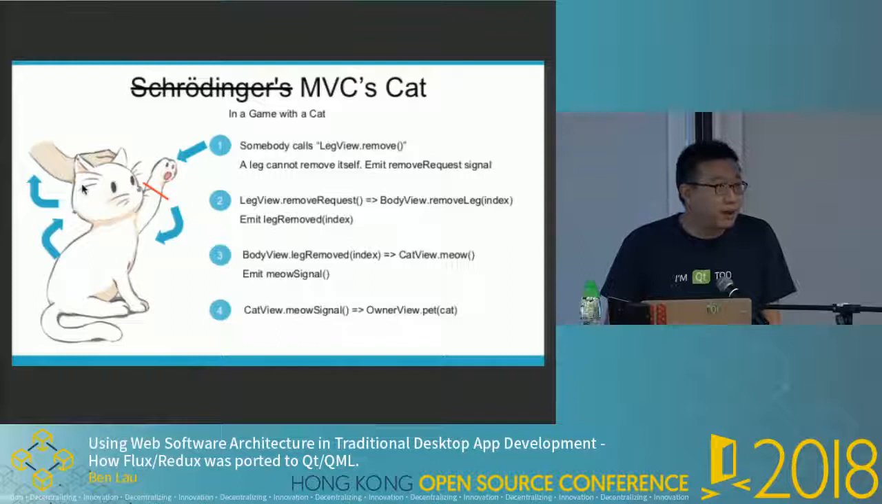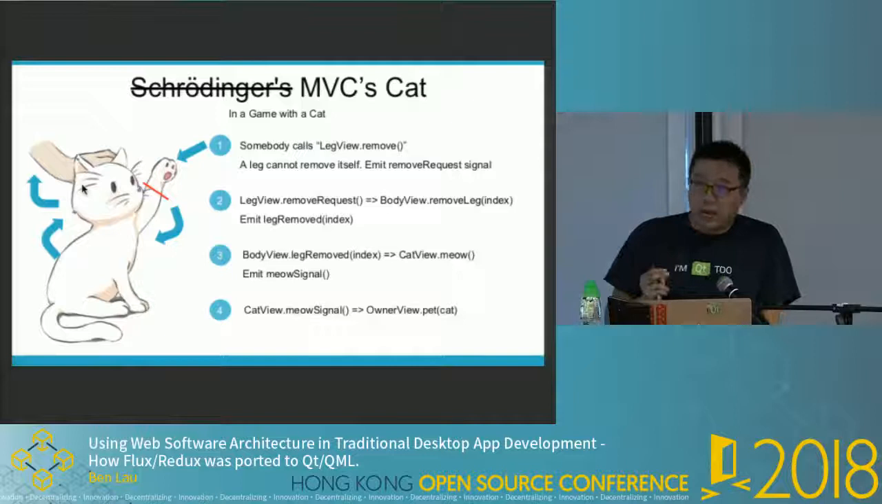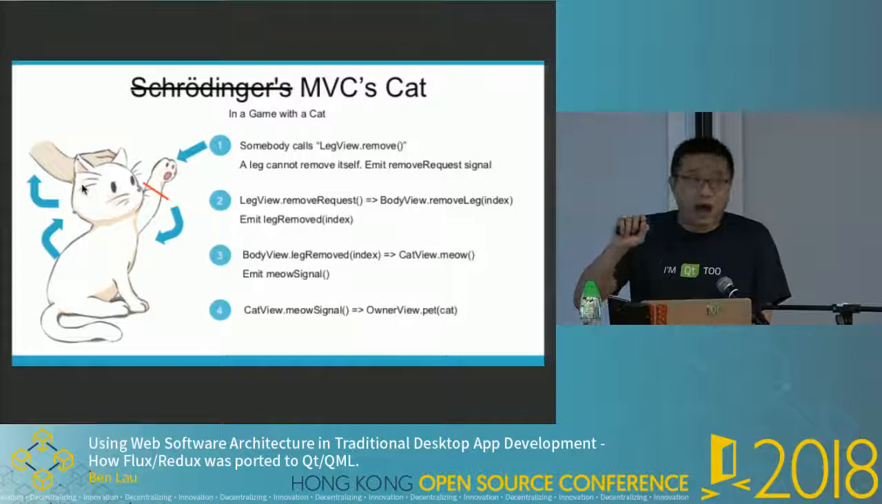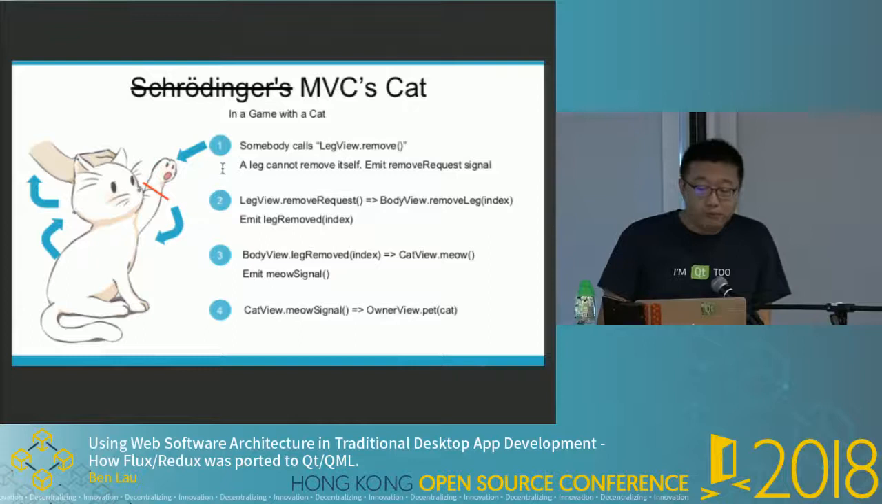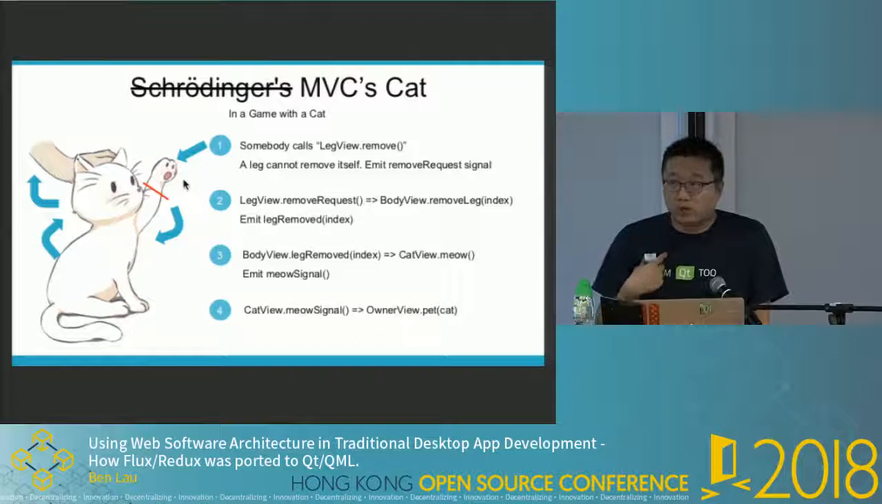So as you can see, in traditional MVC, the signal propagation could be far away from the source to the final receiver. In this example, the signal is sent as a photon here and comes along. So when you're tracing a bug, usually you need to check several components to make sure that everything is working. Otherwise, you will miss something. Yeah, so it's very troublesome in MVC.